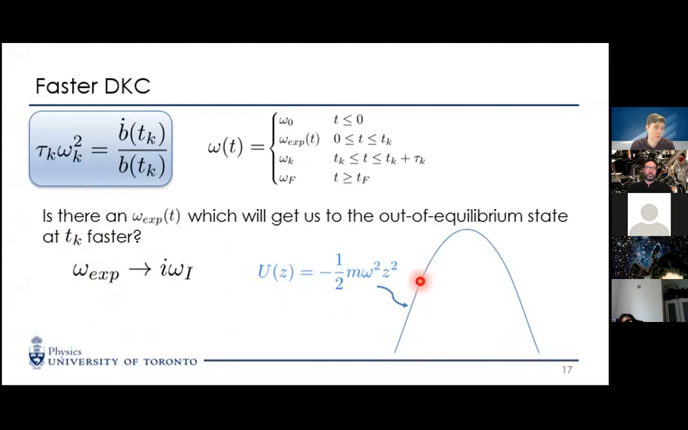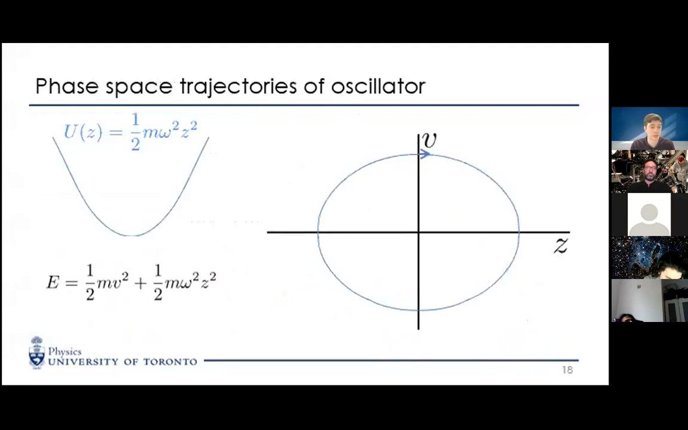And we can kind of intuitively see that, well, if we have a repulsive potential, then our cloud will expand faster. So let's see what intuition we can get just classically from that. Well, the phase space trajectories for an attractive harmonic oscillator are these elliptic ones here. They're periodic.